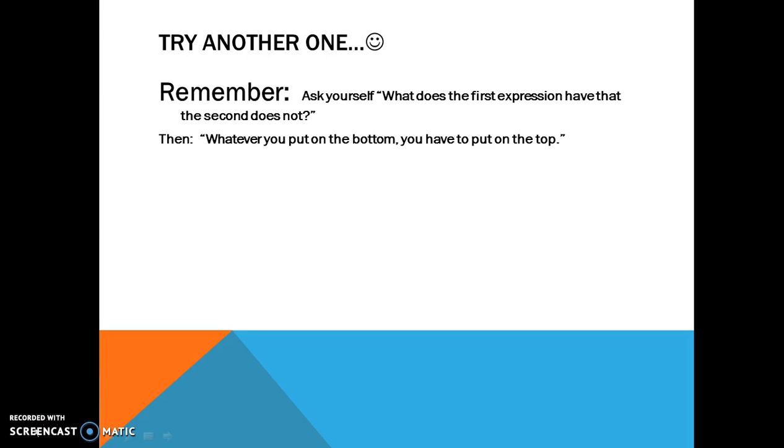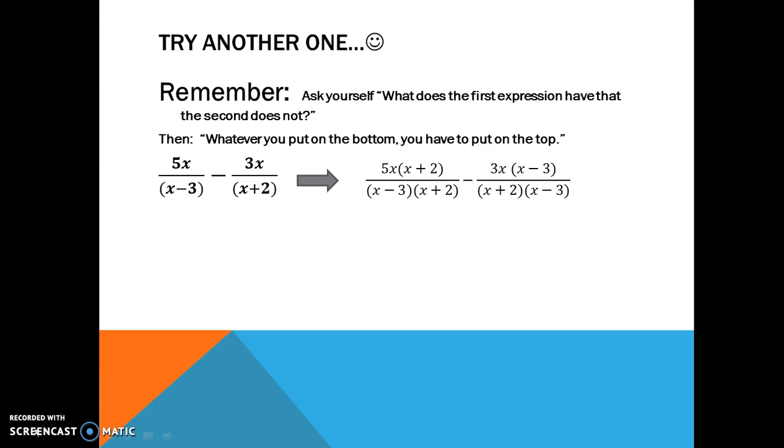Same thing, what does one expression have that the other one doesn't? And then whatever I put on the bottom, so that I can get my denominators to match, I have to put on the top. So 5x over x minus 3 minus 3x over x plus 2. So the first fraction is going to need an x plus 2, and the second fraction is going to need an x minus 3. That way I can get them to both match.